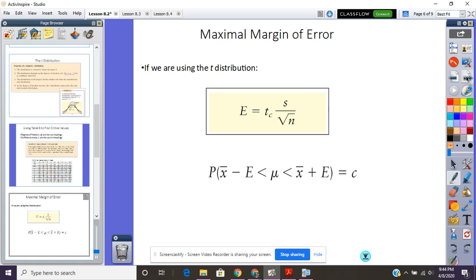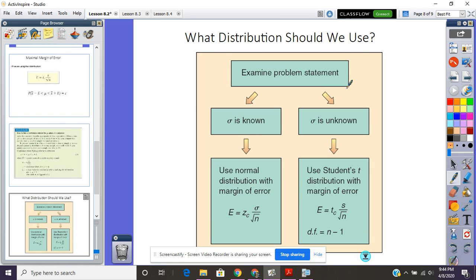So let's jump forward here a little bit. Just as a refresher, we have to pay attention to things because video 1 talked about what happens if we know sigma, and this video is talking about what if we don't know sigma. So you've got to pay attention to the problem, and do you know sigma or do you not? And that's going to tell you which error formula you're going to use.